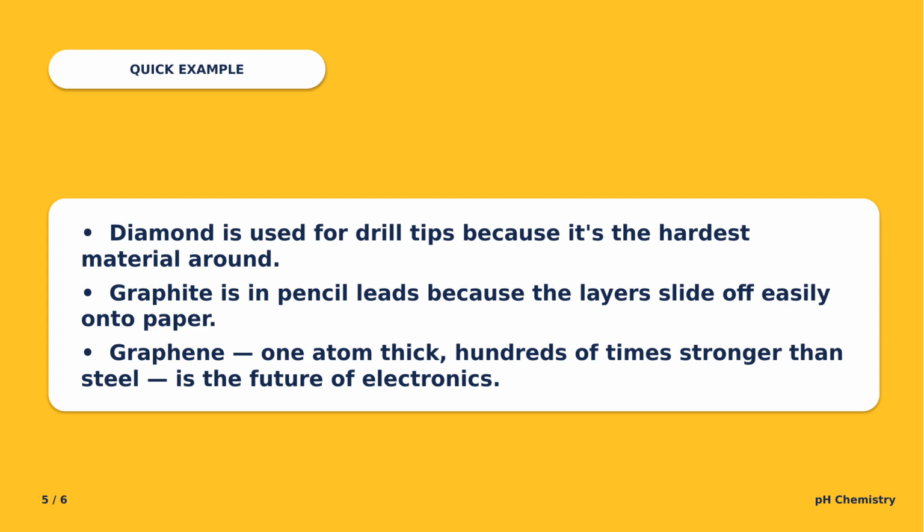Quick example. Diamond is used for drill tips because it's the hardest material around. Graphite is in pencil leads because the layers slide off easily onto paper. Graphene, 1 atom thick, hundreds of times stronger than steel, is the future of electronics.